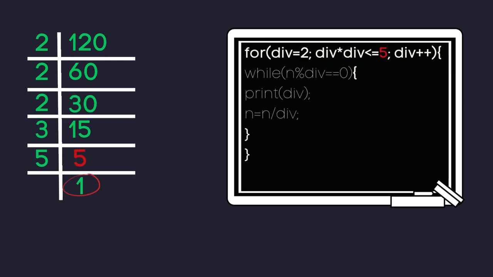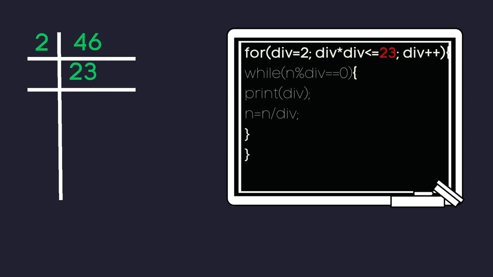But from this logic, this 5 is not printed. Why? Because the square root of 5 is about 2 and till 2, 5 is not divisible. That's why the value 5 is not printed, and 5 is only divisible by 5. Let us take another example where the same situation occurs. N equal to 46. Here you can see that 23 is not divisible by any number till under root of 23. It's only divisible by 23. And if this type of problem occurs, then your code will not generate the correct output.